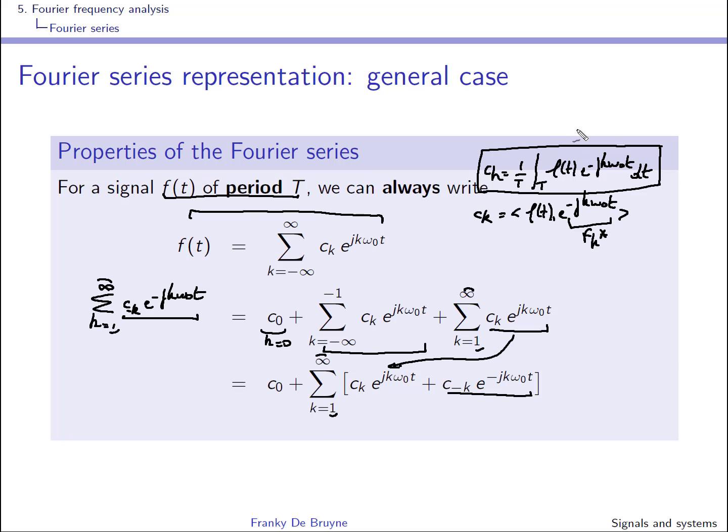C0, if you look at this, C0 is equal to 1 over T times the integral over one period. If we put a 0 over here, it will simply be the integral of f(t) dt. Okay, so we integrate the function over one period and we multiply by 1 over T, and this will be simply the average value of f(t).